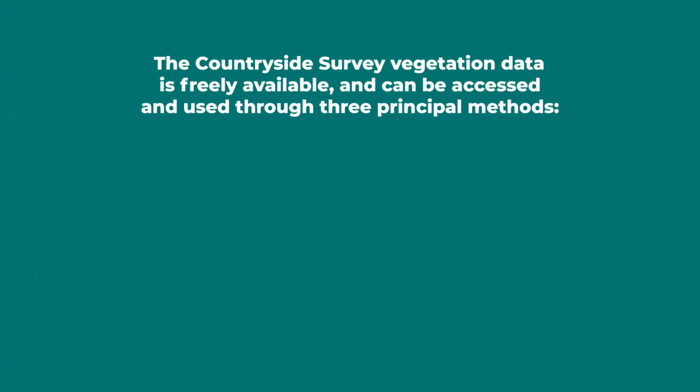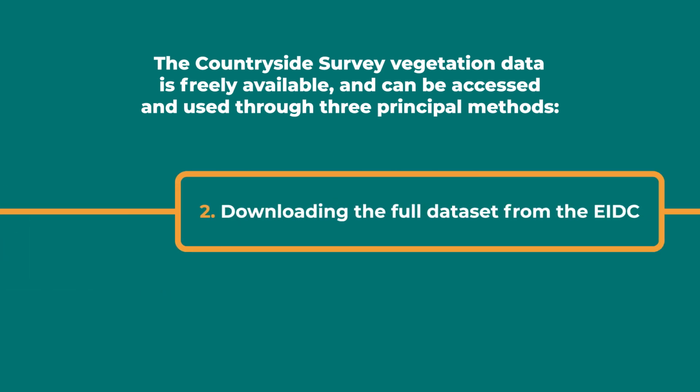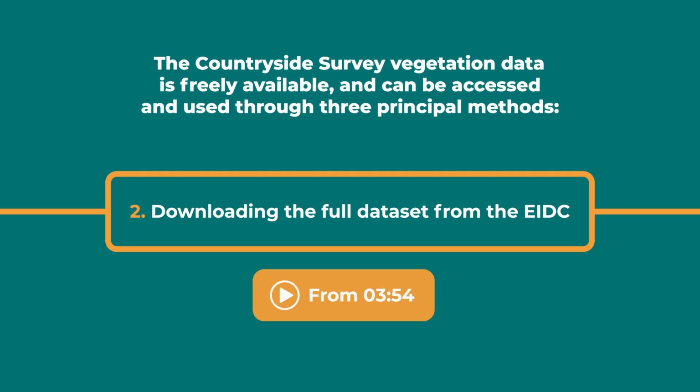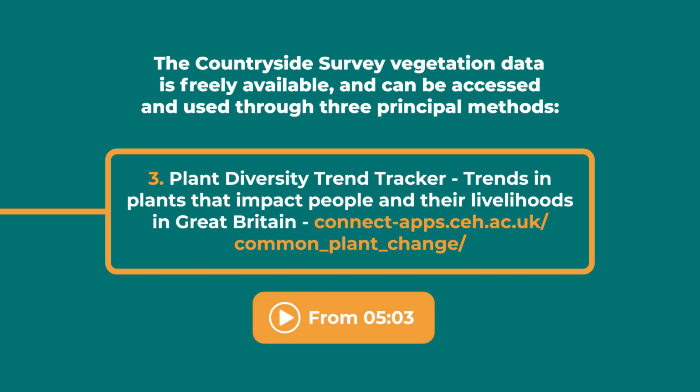The Countryside Survey vegetation data is freely available and can be accessed and used through 3 principal methods. 1. For the best and most up-to-date information on accessing Countryside Survey data, you can visit the UKCEH Countryside Survey website at countrysidesurvey.org.uk. 2. Downloading the full dataset from the EIDC. And 3. Viewing the data through the Plant Diversity Trend Tracker.